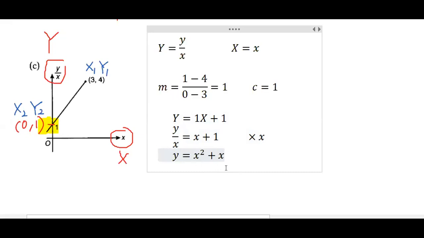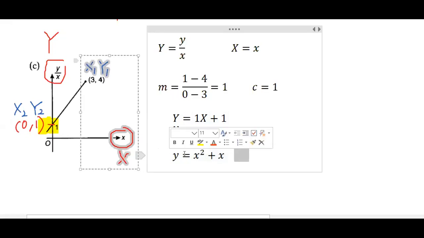So, asal graph ini graph apa? Before linear, what graph is this? Before they change to linear. Yeah, before they change is a quadratic. Sepatutnya dia curve. Okay, so this is the answer.